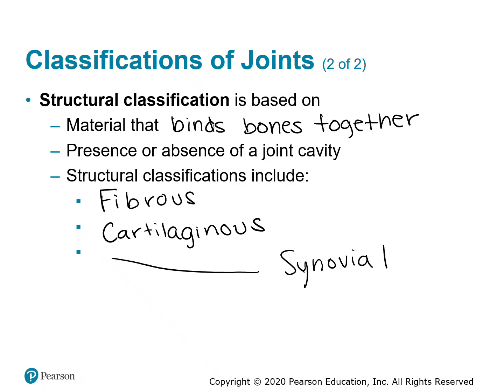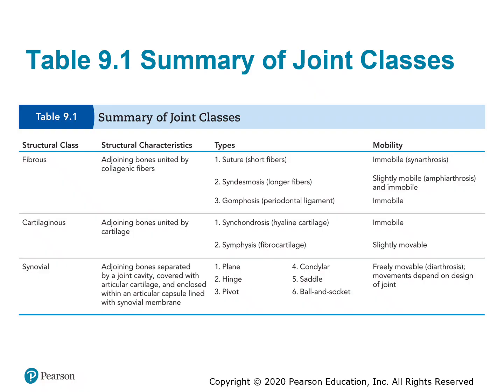There are different types of joints within each of these structural classifications. Fibrous joints, there are 3 types. You've got sutures, those don't move at all. You've got syndesmoses, and you've got gomphoses. The only place that you're going to see gomphoses is in your mouth. Those are the joints between your gums and your teeth. Gomphoses.